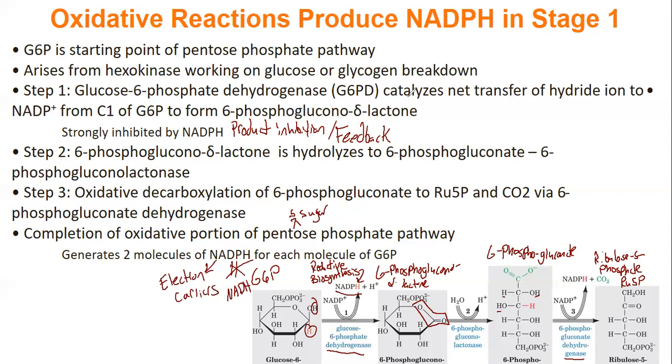Any other questions about information presented here on stage 1? All right.